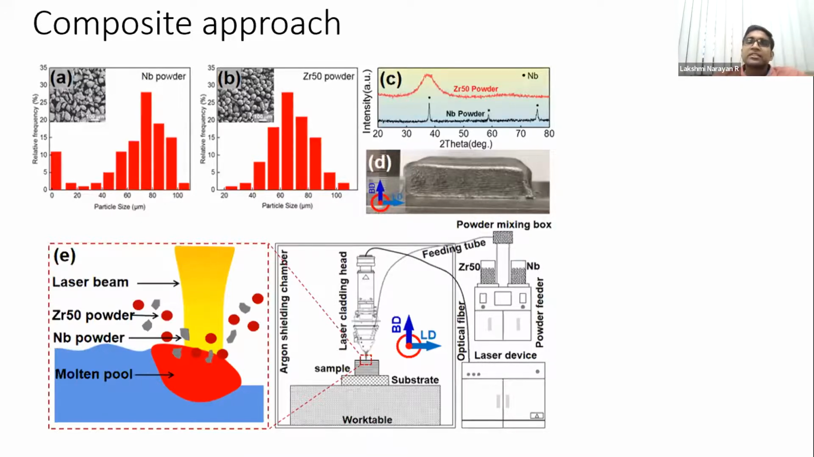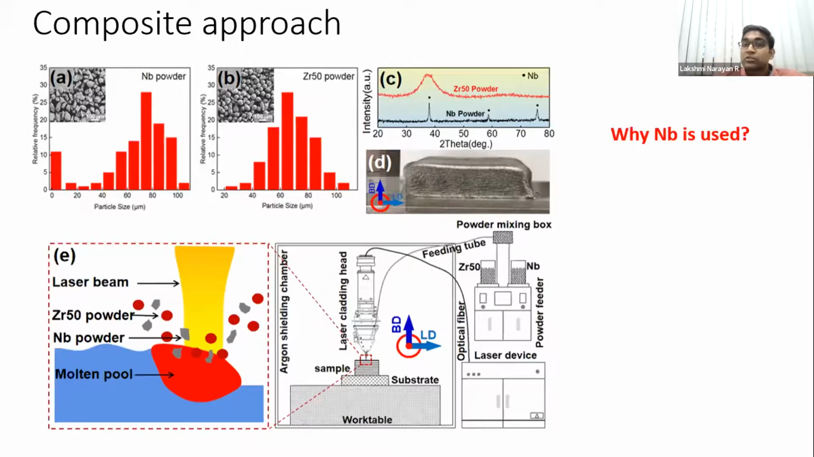Your niobium powder does not melt mostly, and it remains as a composite. So you'll have these inclusions that were there in the titanium part. Now these are going to be an amorphous crystalline composite. So it is zirconium metallic glass with crystalline niobium composite.